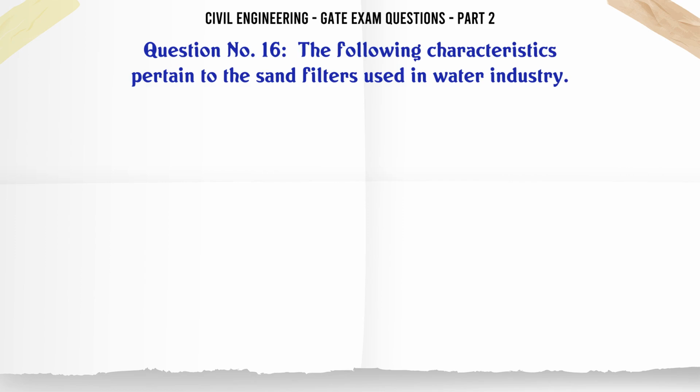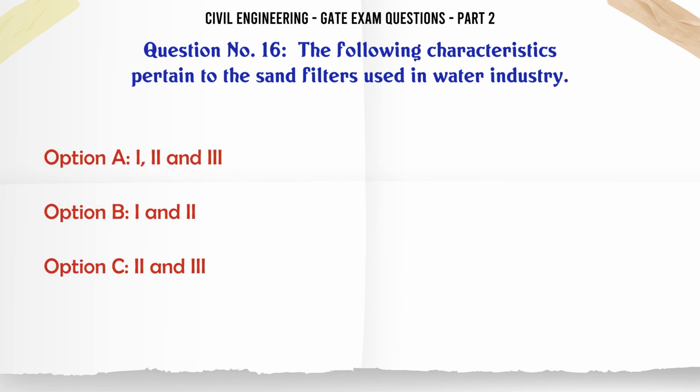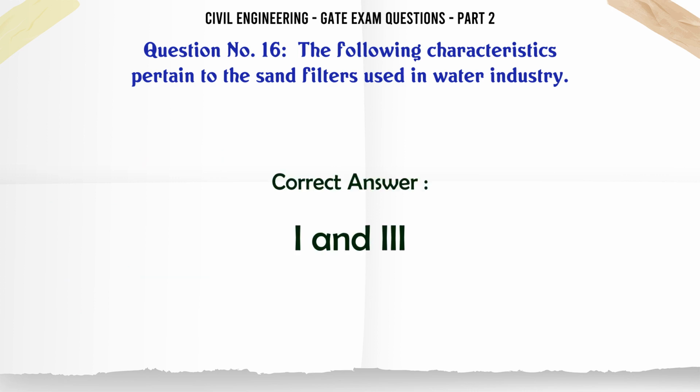The following characteristics pertain to the sand filters used in the water industry. A. 1, 2 and 3. B. 1 and 2. C. 2 and 3. D. 1 and 3. The correct answer is 1 and 3.